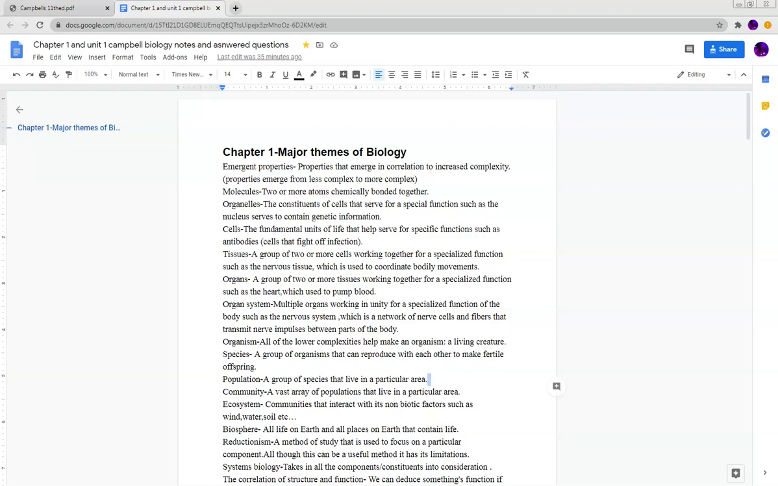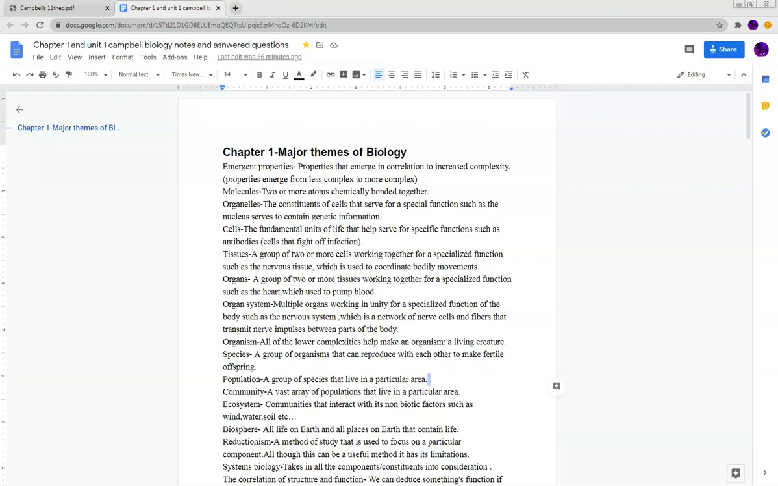So, emergent properties are properties that emerge in correlation to increased complexity. So, basically, imagine we start off with a molecule and we increase the complexity to something such as an organelle, right? An organelle is obviously more complex than a molecule, right? And so basically, as we do this, new properties are forming, right? So basically, all you need to know is the name is very suggestive. All you need to know is that properties emerge in correlation to the increased complexity, right? Such as new properties from a molecule to an organelle, right?